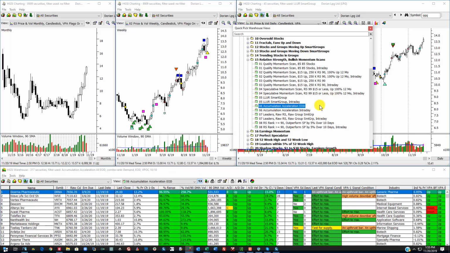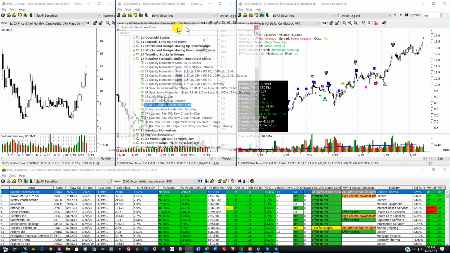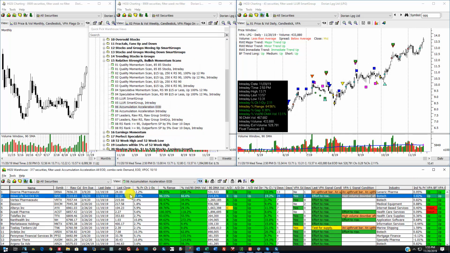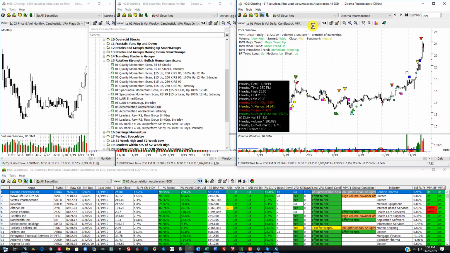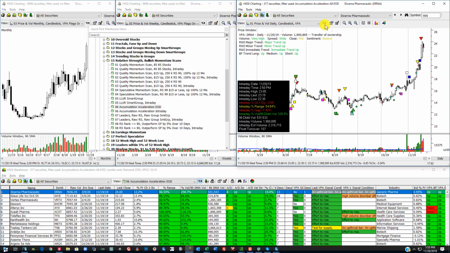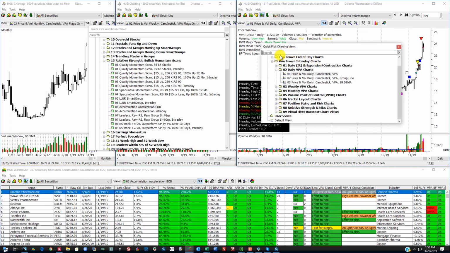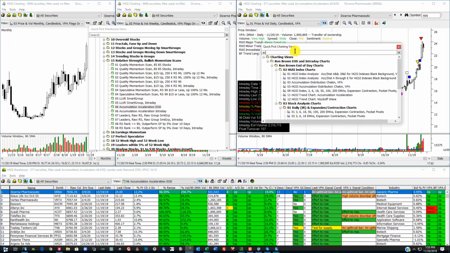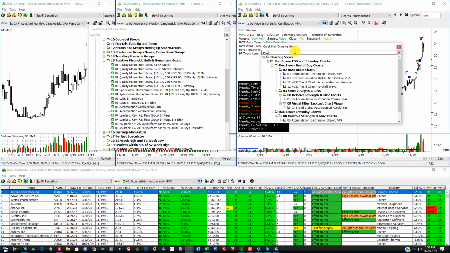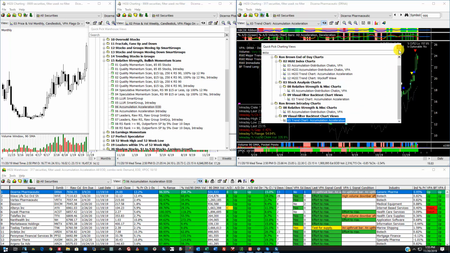Accumulation acceleration. This is something I came up with a while back. I'm looking for stocks that are showing strong signs of accumulation. I just happen to name them accumulation acceleration. Let's go here, and I'm going to click on the quick pick charting view, and I'll type. I'm looking for a chart called accumulation trend chart, accumulation acceleration.